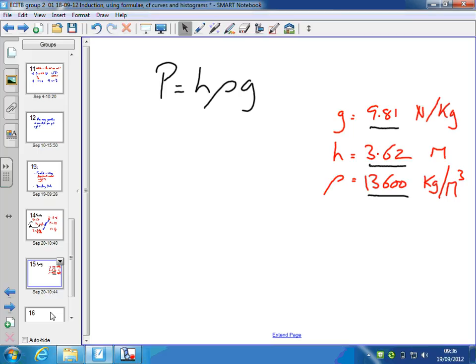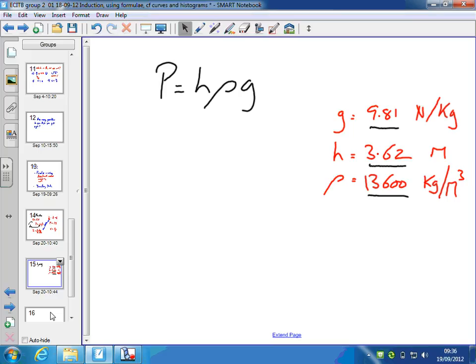So let's have a go at one. You've got your calculators. They're allowed. Find the pressure for that problem. You're told that G is 9.81. That's the gravitational constant, and that's a constant, 9.81. The depth is 3.62 meters. And the density for this particular liquid is 13,600 kilograms per cubic meter. So calculate the pressure. Makes no difference in which order you times.